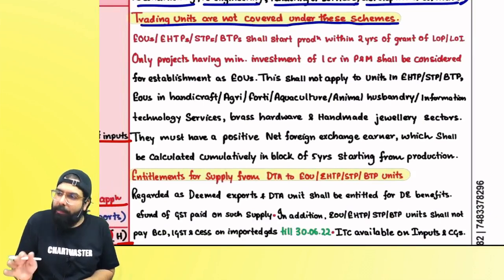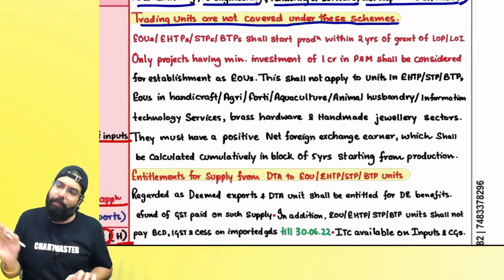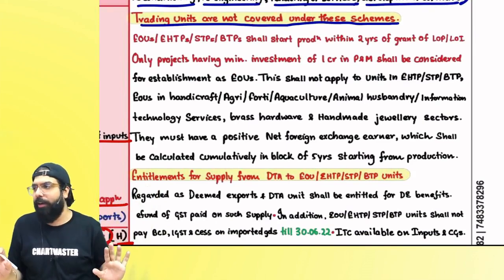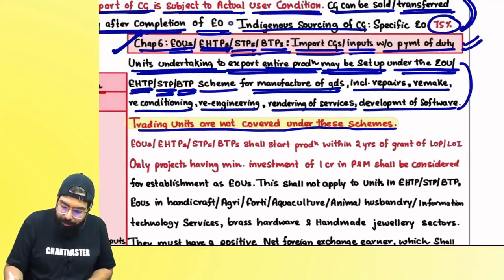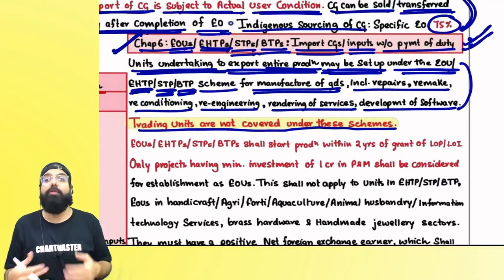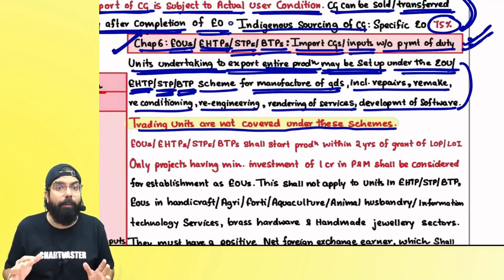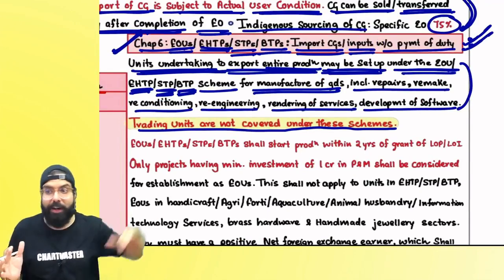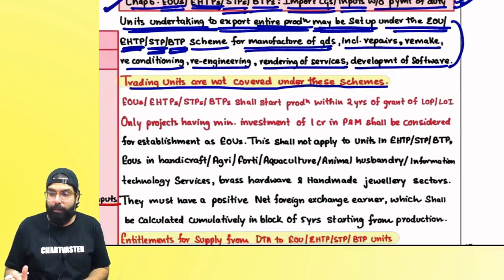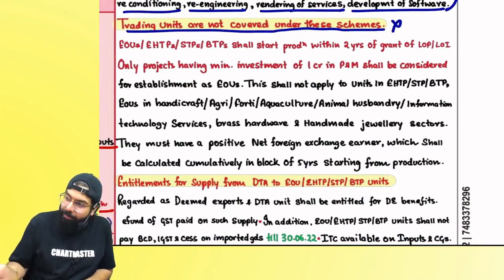Sir, trading units are not covered. Why? We are promoting Make in India. You are telling I will buy, I will export. You are not allowed anything. Are we clear? Baba, all these people are basically going to produce software, biotechnology. Government is telling Make in India I am promoting. I am not promoting trading, buying from outside India, exporting outside India. Are we clear, everyone? Those trading units will not be allowed.